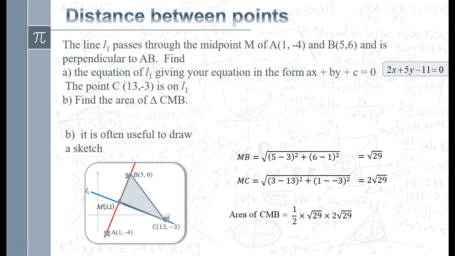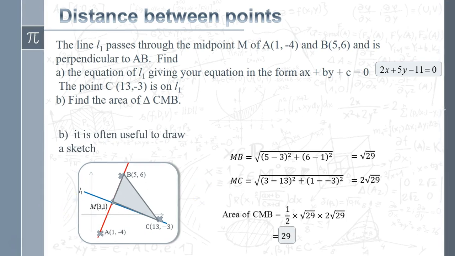Half root 29 times by 2 root 29. So the whole thing works out to have a value of 29 units square. And there we go. There's part B done. Right, on to the next question we go.